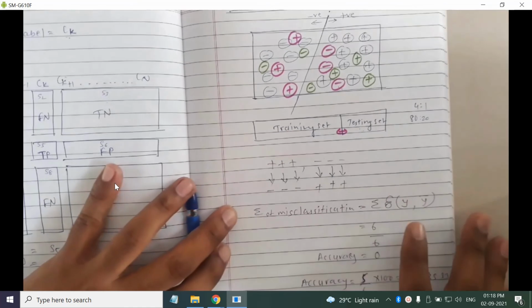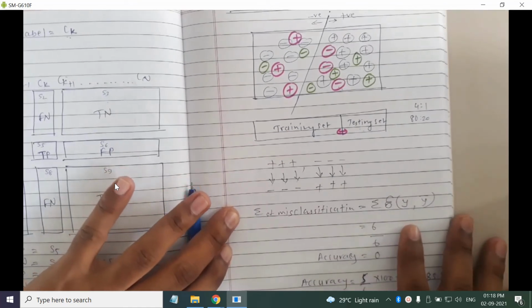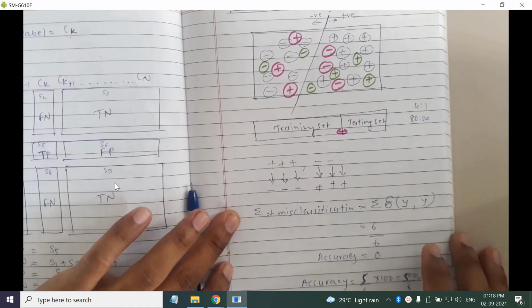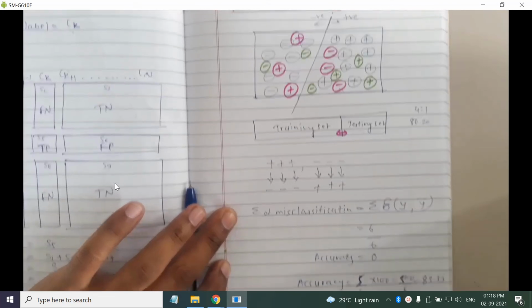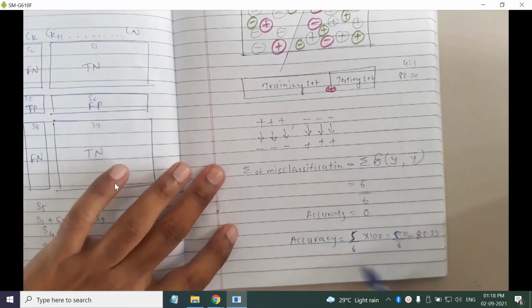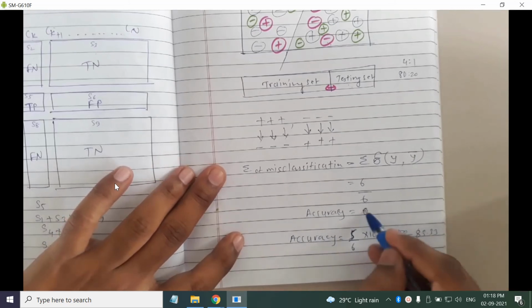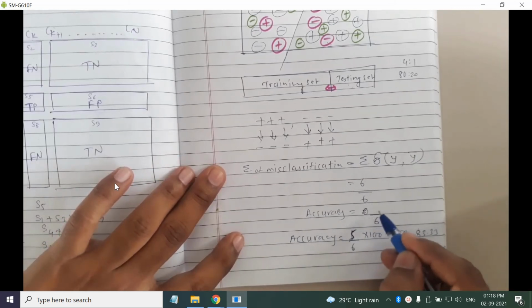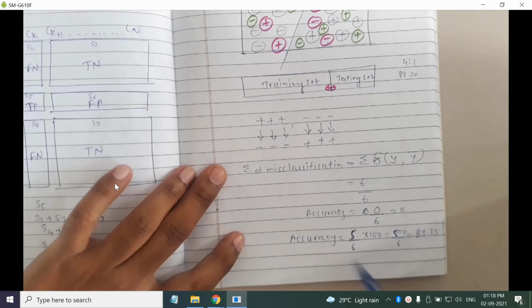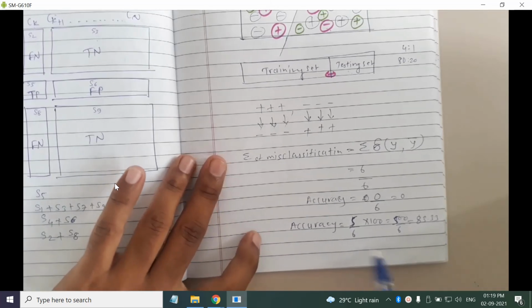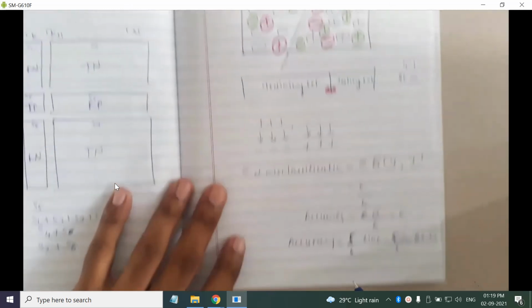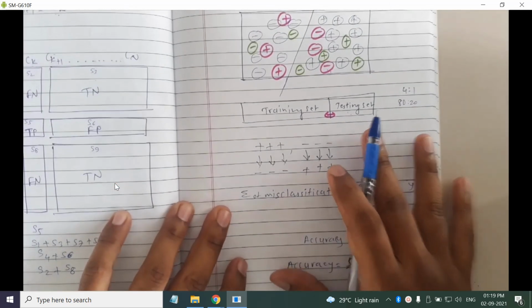Did you get this example? Sir, I have a question: you wrote 6/6 above, so in that case it should be 0/6. No, how will the accuracy be? Accuracy is out of all the samples, how many are correctly classified? Correctly classified is 0, that's why it is 0. And in the second case, out of 6, 5 are correctly classified, that's why 5/6. It is accuracy, so subtract from 1. Yes, okay. Did you get the example? Now try to identify the problem.